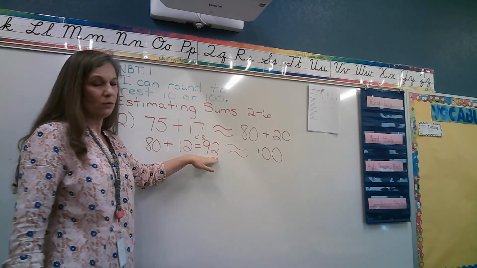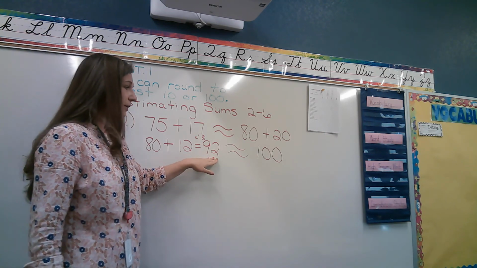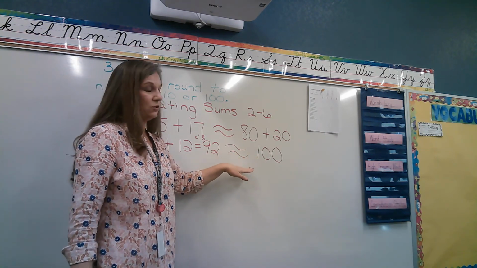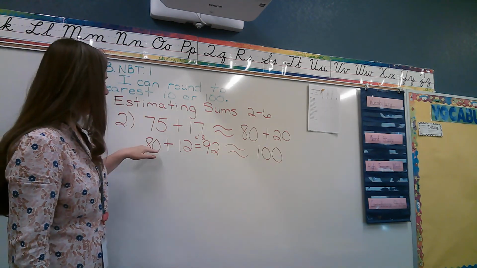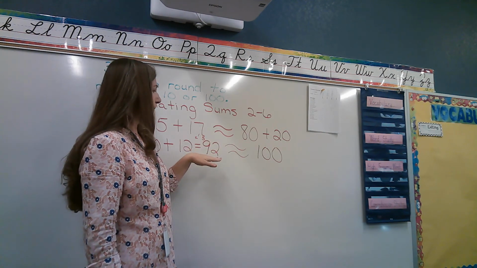But notice, if I were going to round this number to the closest 10, I wouldn't round it to 100. It would actually round to 90. So we want to round our add-ins instead of rounding the sum.